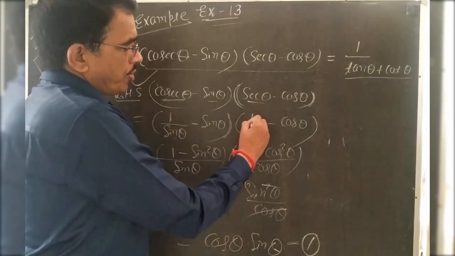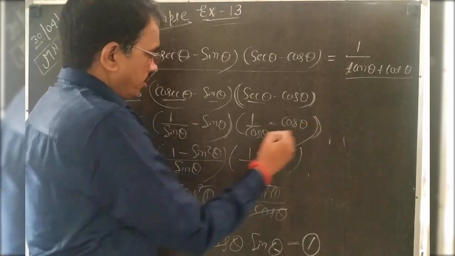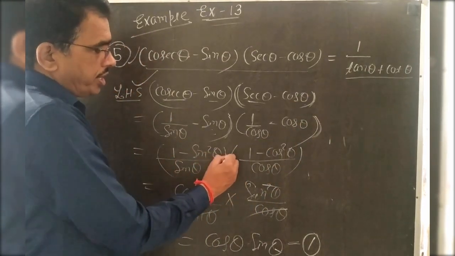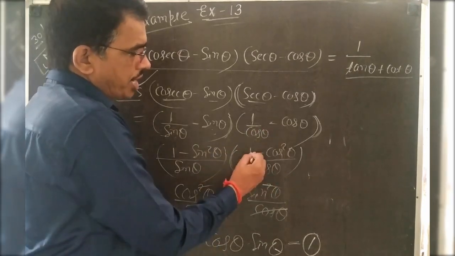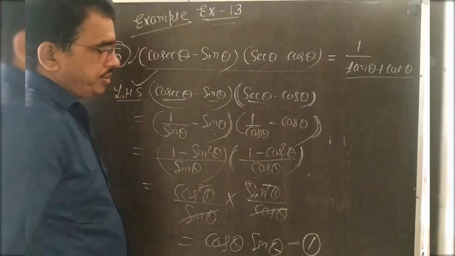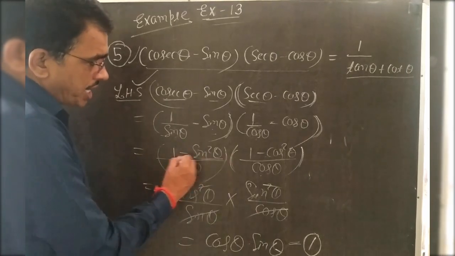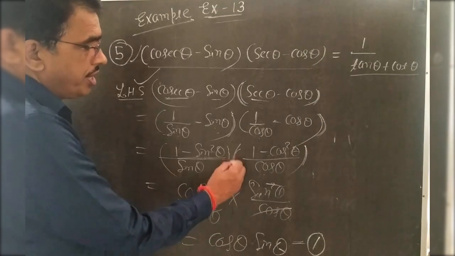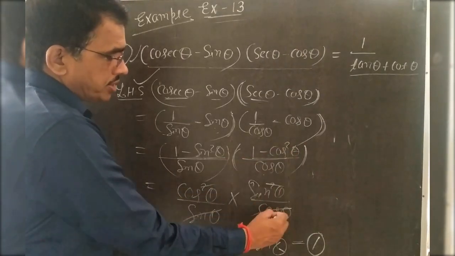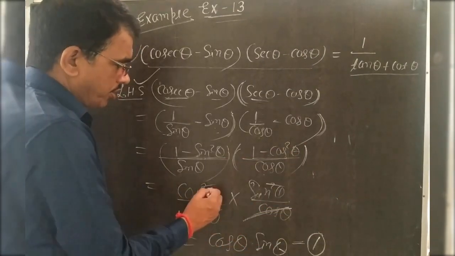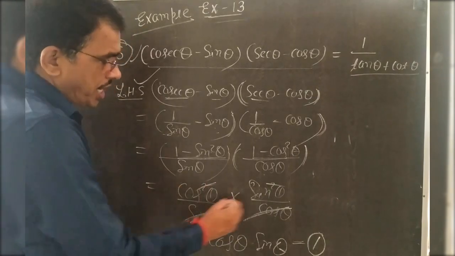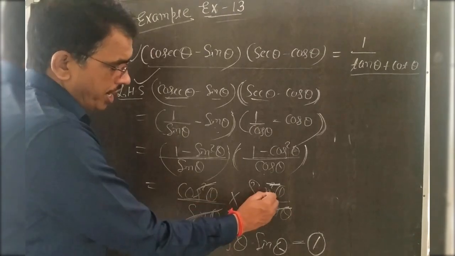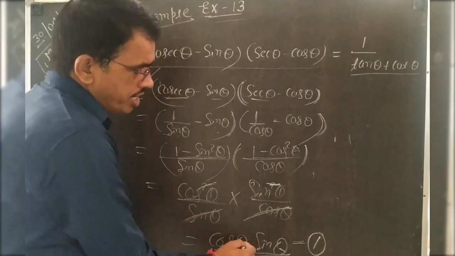This sec is the reciprocal of 1 by cos and minus cos. Now take LCM, that is sin. It is 1 minus sin square theta into this is cos and it is 1 minus cos square theta. What is the value of 1 minus sin square? It is clear. It is the value of cos square by sin theta into it is the value of sin square by cos theta. This cos theta and square will be cancelled. This sin theta and square will be cancelled. So what is remaining? Here is cos theta, here is sin theta. Then cos theta into sin theta.